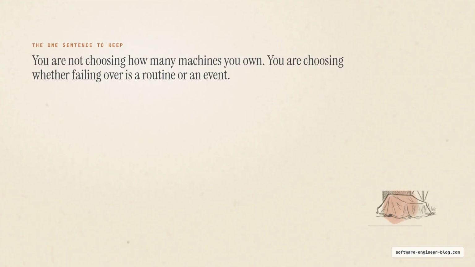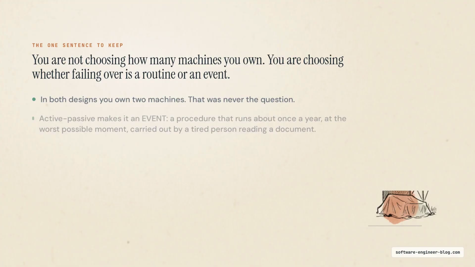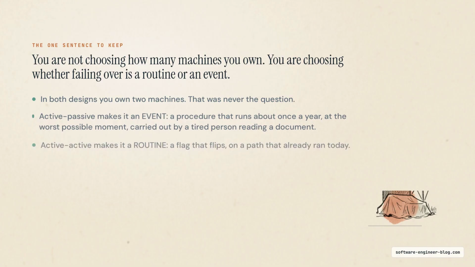You are choosing whether failing over is a routine or an event. Active-passive makes it an event, a procedure that runs about once a year, at the worst possible moment, carried out by a tired person reading a document. Active-active makes it a routine, a flag that flips, on a path that already ran today.